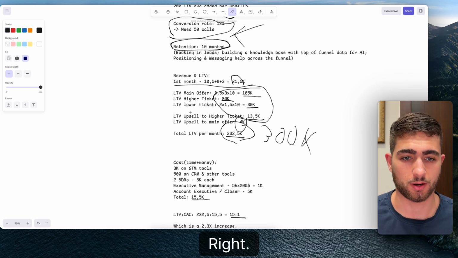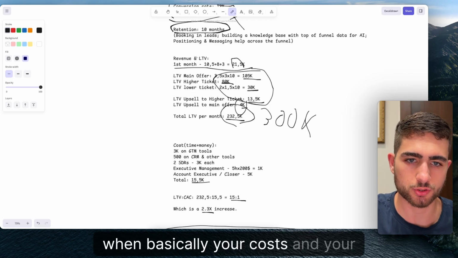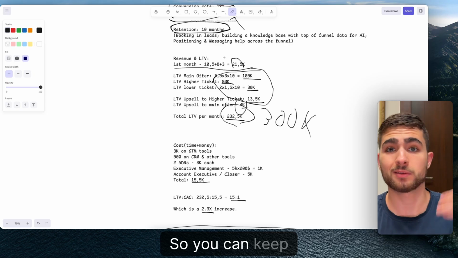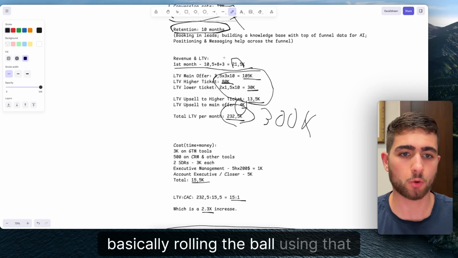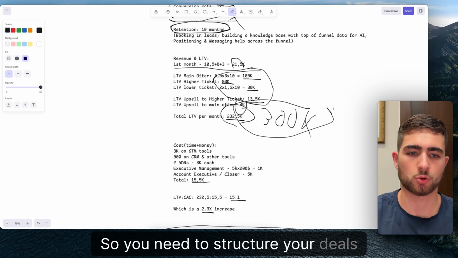be honest. This is called a self-liquidating offer, when basically your costs and your revenue within the first month are roughly the same. So you can keep rolling the ball, using that money, converting it into more money in the long run. So you need to structure your deals this way.